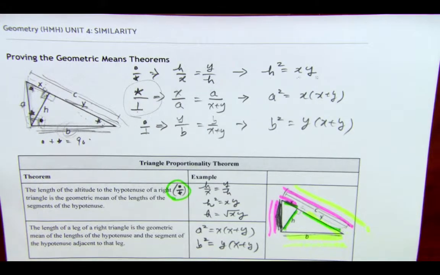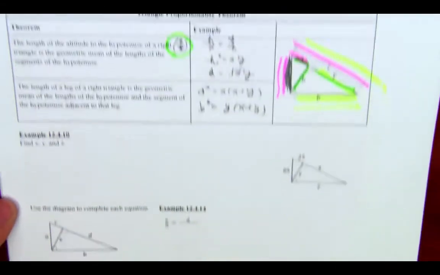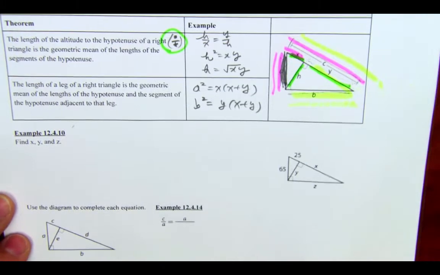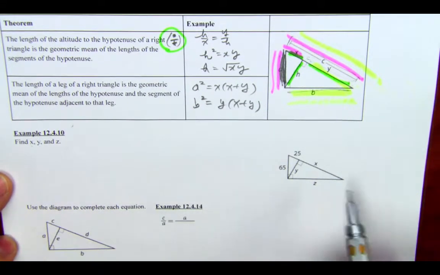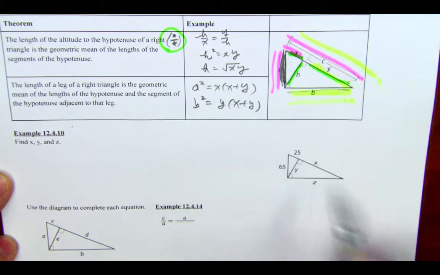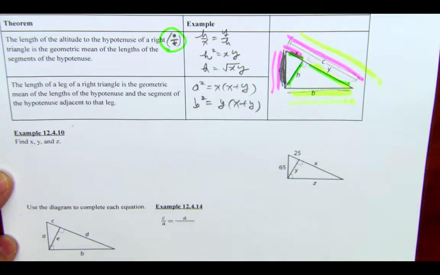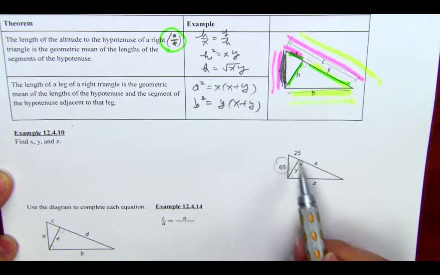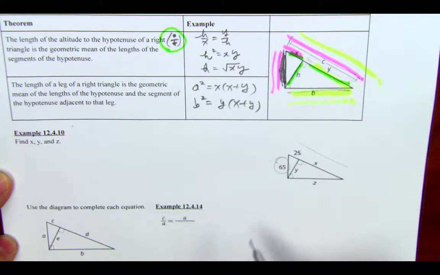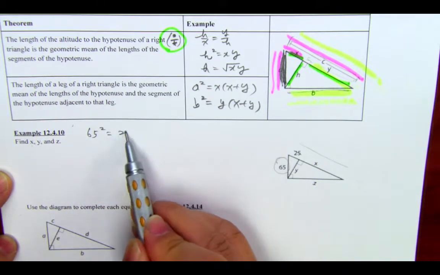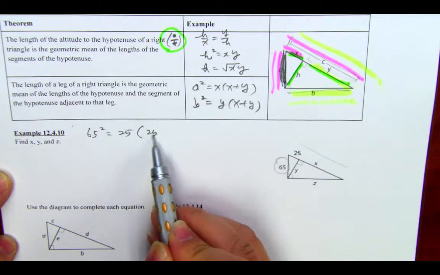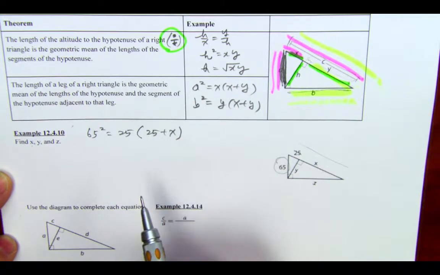Okay, so that took a little while. Let's do an example here, shall we? Let's keep this up there so we can see what's going on. It says find x, y, z. Got x, y, and z. Okay, how do I do this? Well, earlier we learned that this squared is the product of this times this, right? So 65 squared is equal to 25 times 25 plus x.